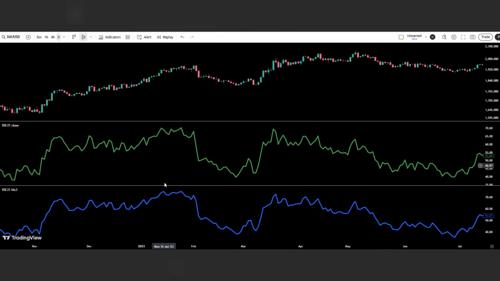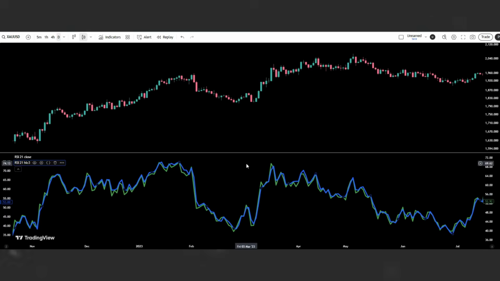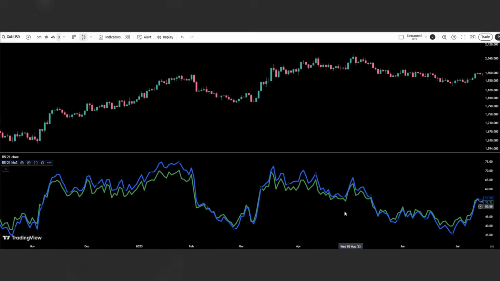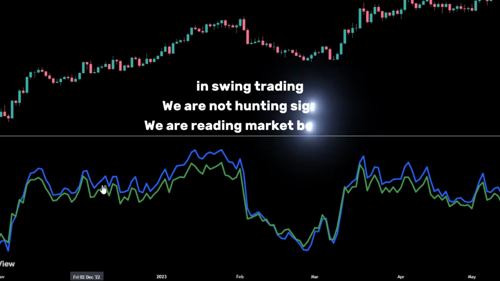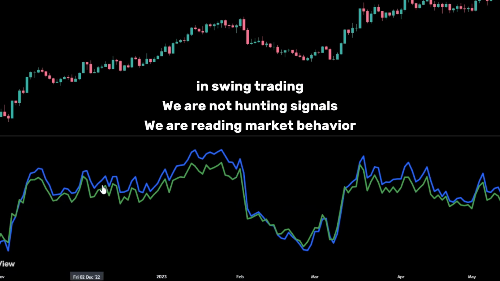Look at this chart. The green RSI uses close while the blue RSI uses HLC3. Both are pinned to the same scale for comparison. Notice how the blue HLC3 RSI is calmer and moves more smoothly, following the main trend without overreacting. Remember, in swing trading, we are not hunting signals, we are reading market behavior.